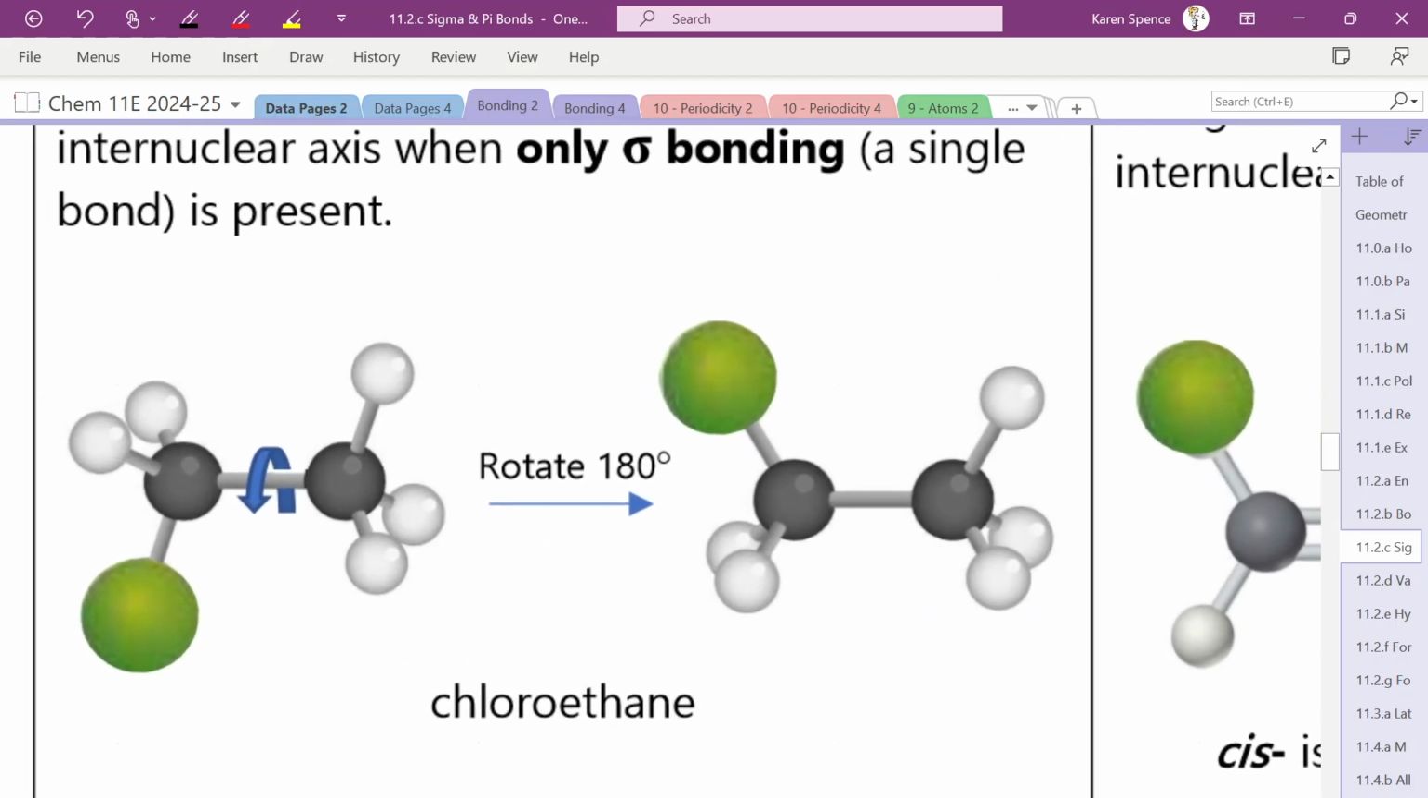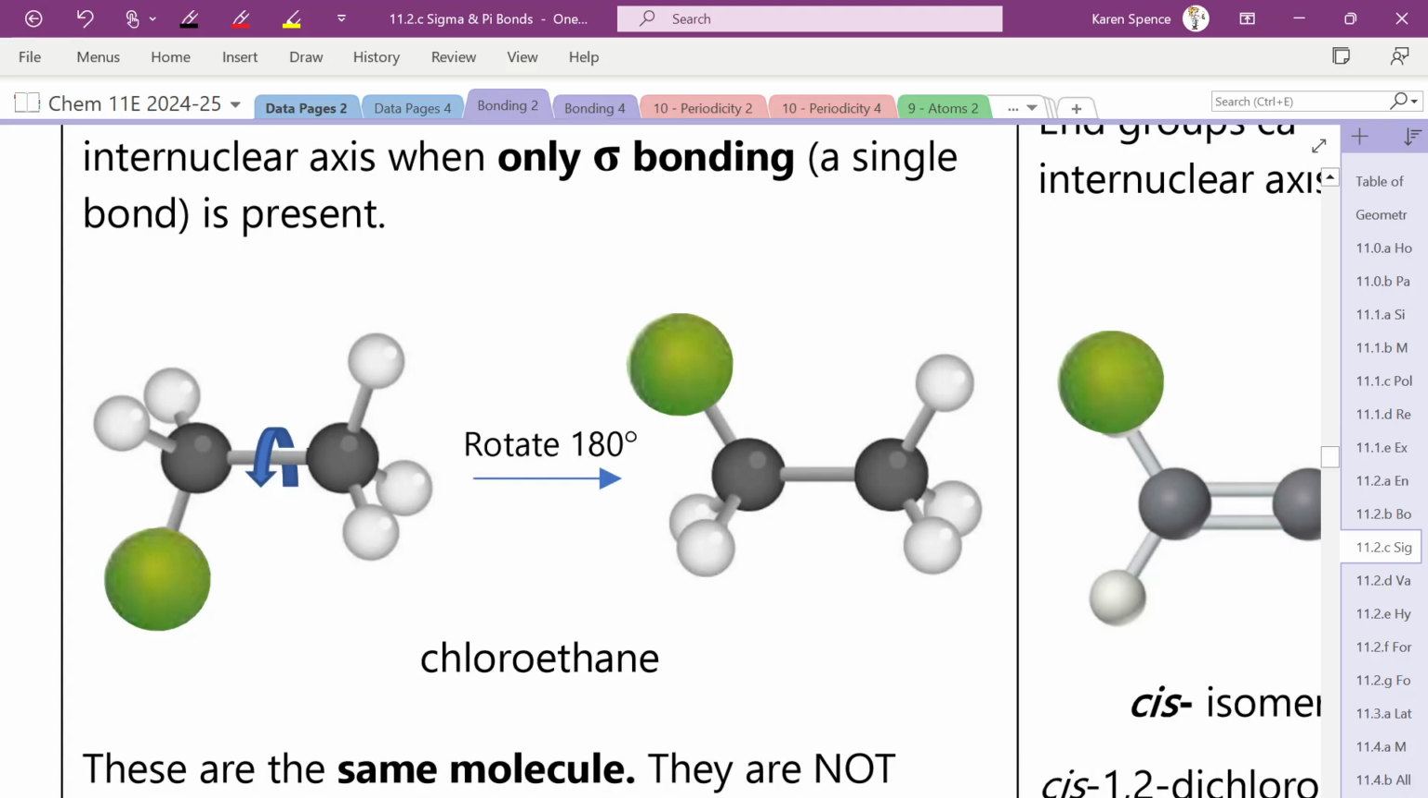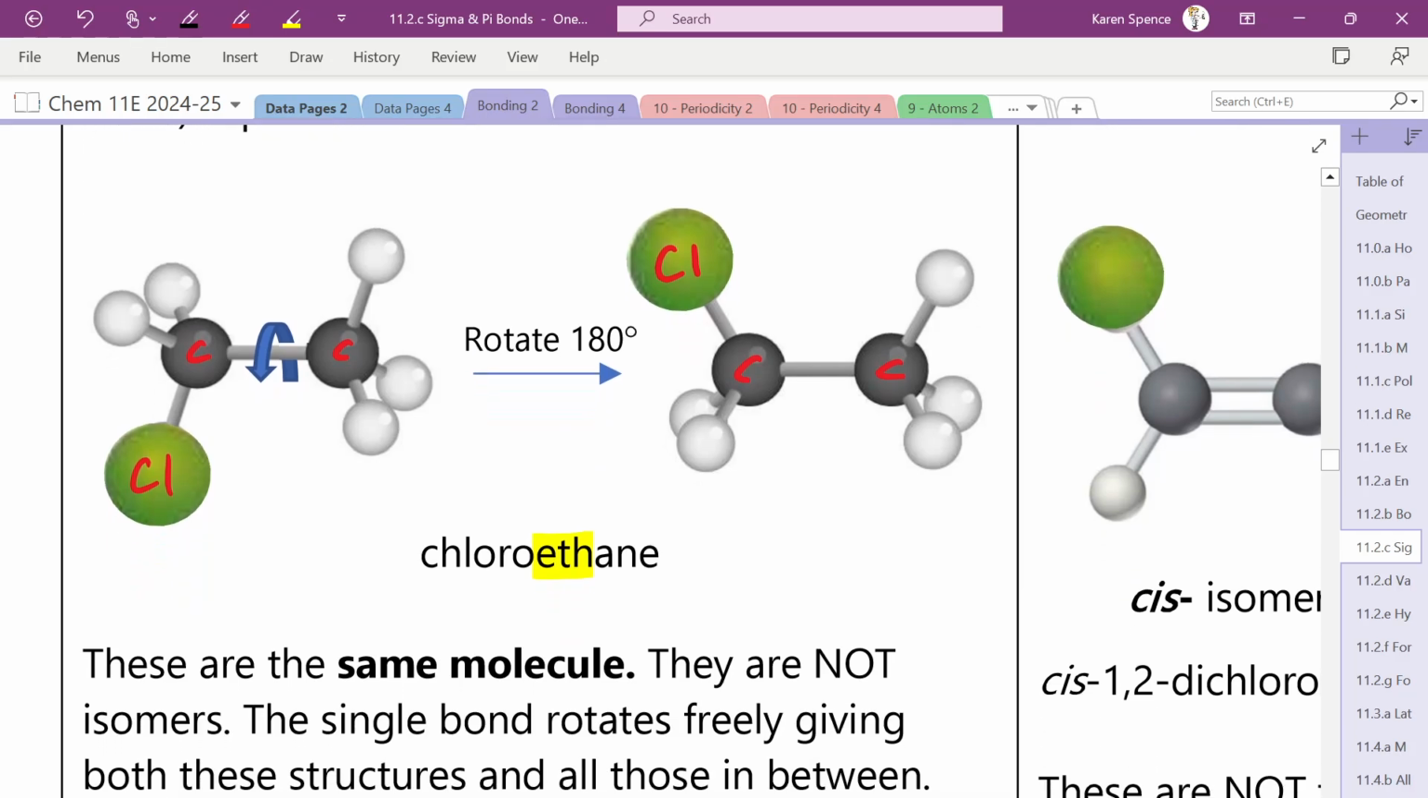So you can see here, both of these are 2 carbon atoms. You see carbon, carbon, and it has a chlorine atom on it. These are the same molecule. All that has happened is that it has rotated. Same molecule.